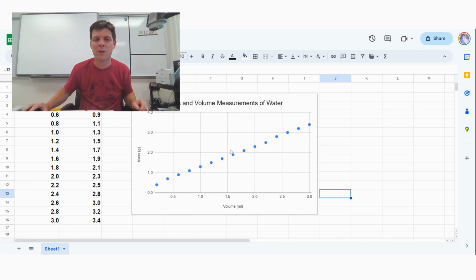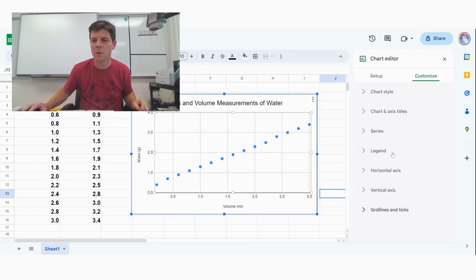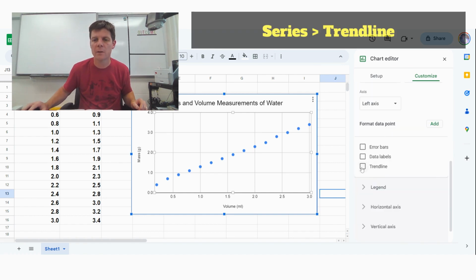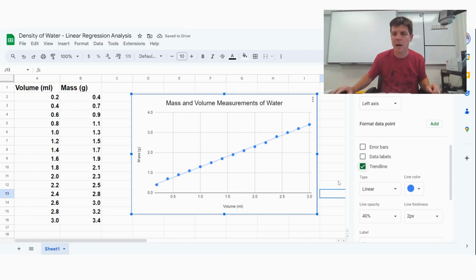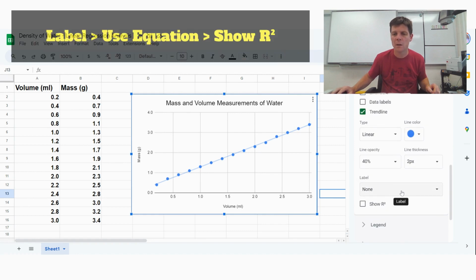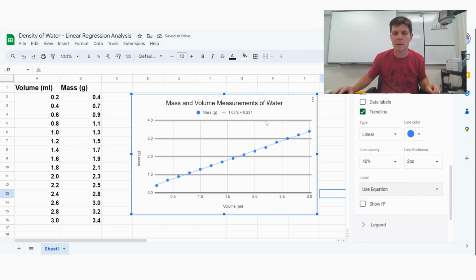So if I click on my chart again, I bring up my chart editor, and I want to go to series right here. And I want to find trend line. So I'll check that box, and you can see that it's going to add in the trend line. So this is the line of best fit. Now under here, it's asking me about a label. Instead of none, choose use equation. And that will display our equation for this analysis right up here.